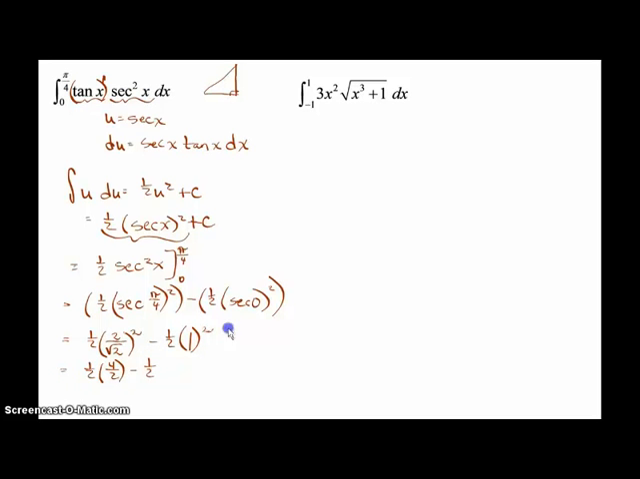We wouldn't have to clean it up beyond this step right here. If it was a free response question, we could walk away right here. If it's a multiple choice question, we would have to go ahead and clean it up, and that choice would be a positive 1 half. All right, so let's work this final example here.